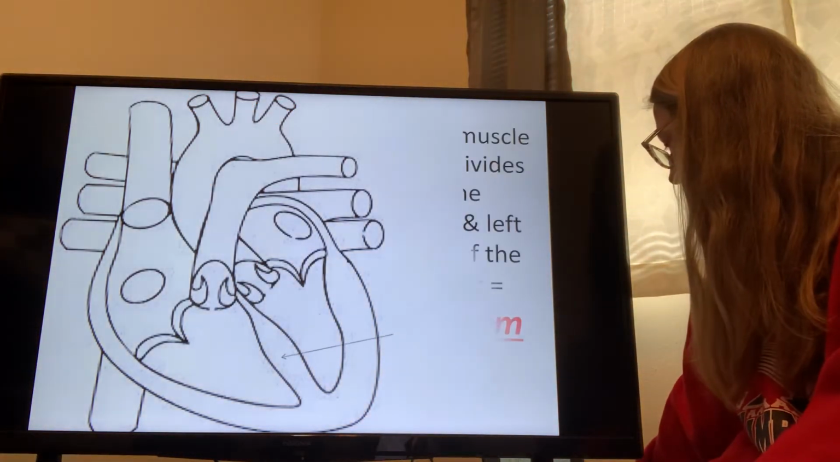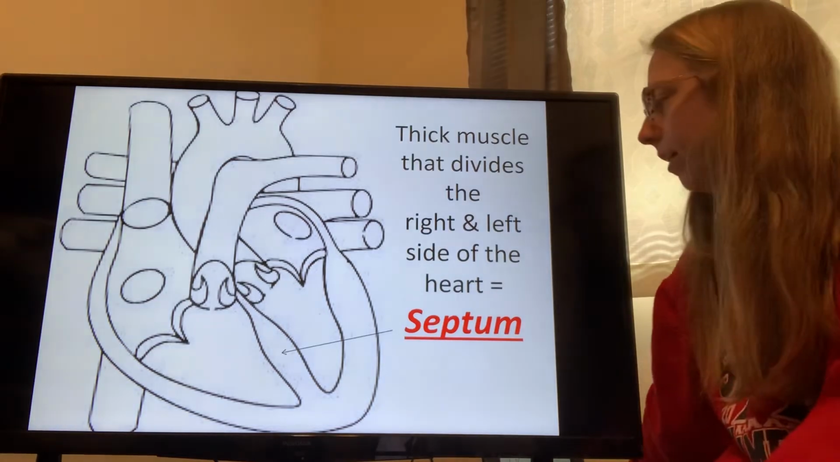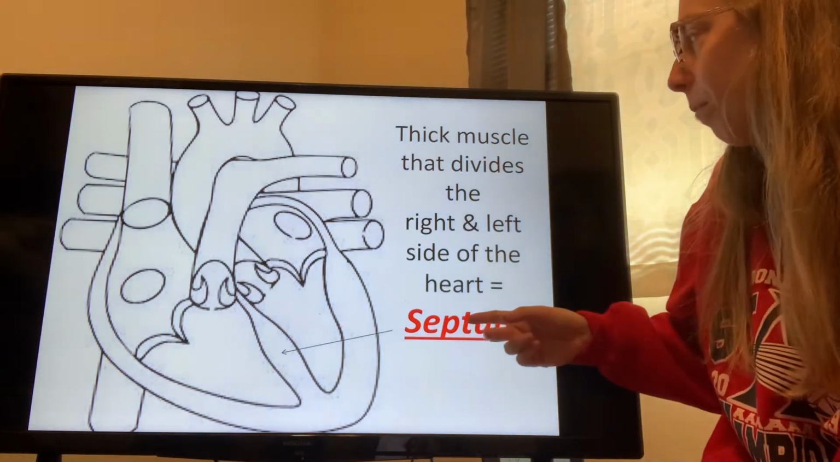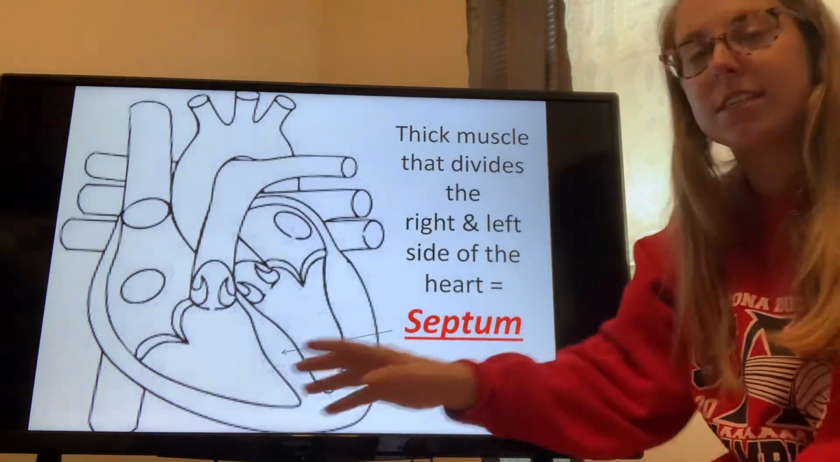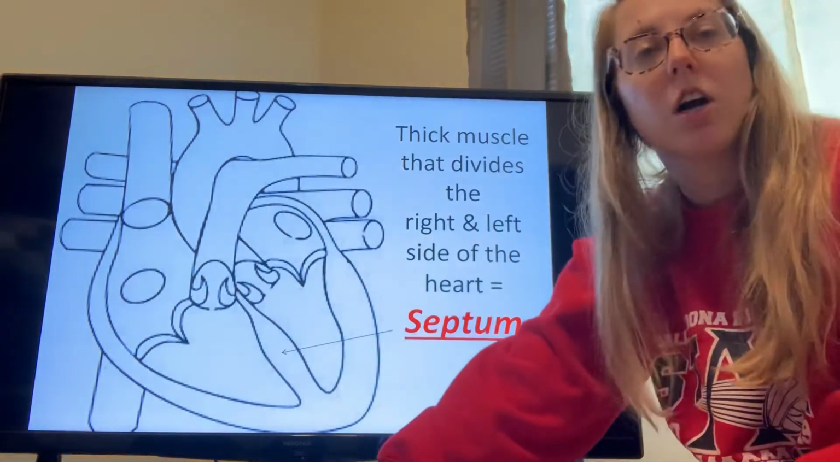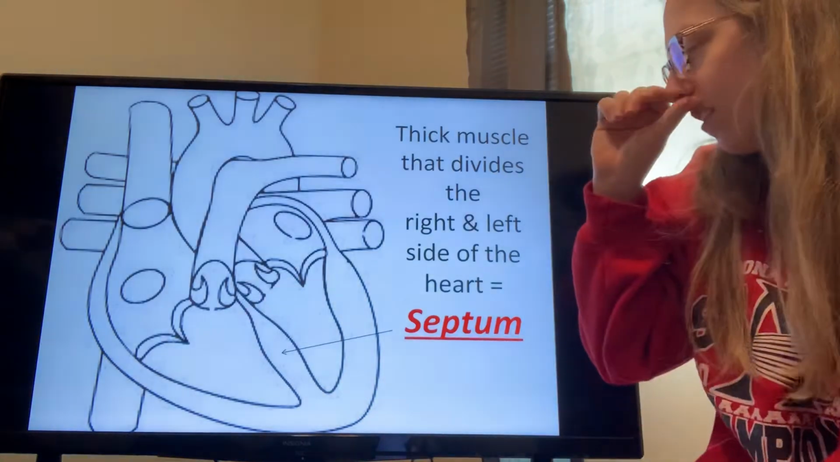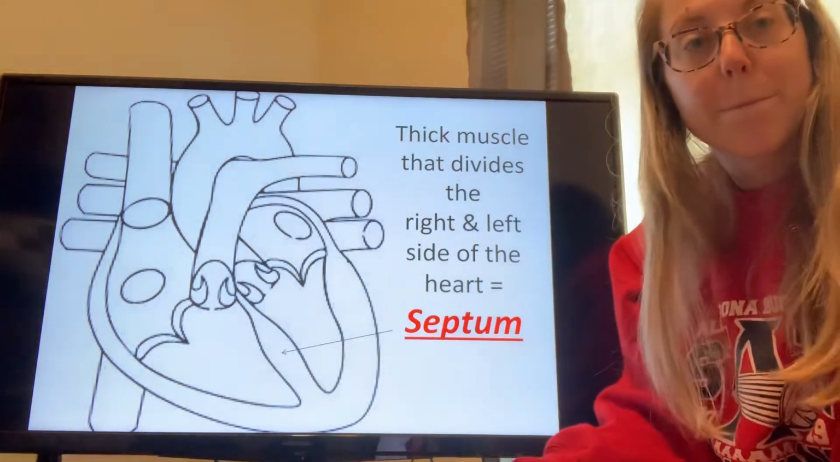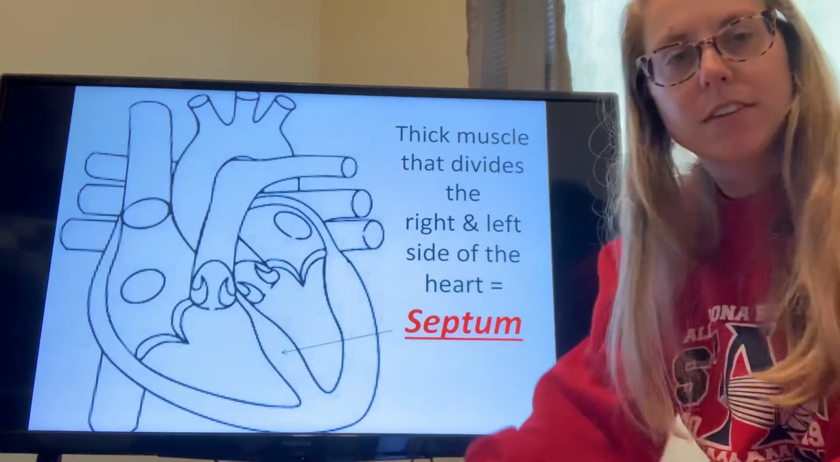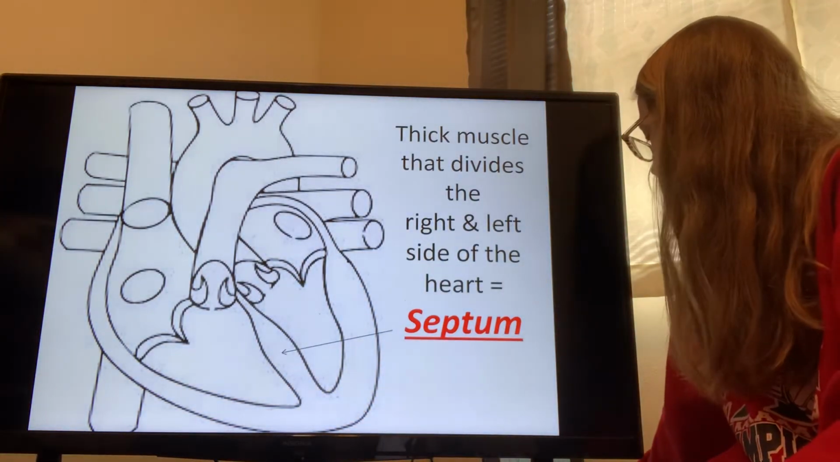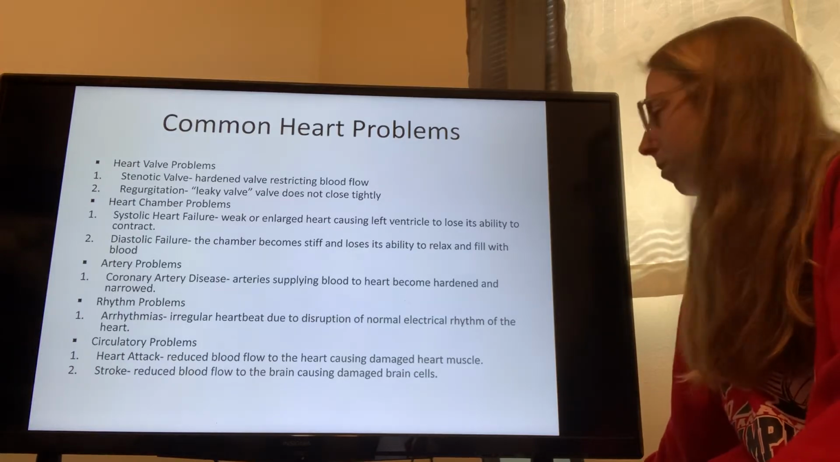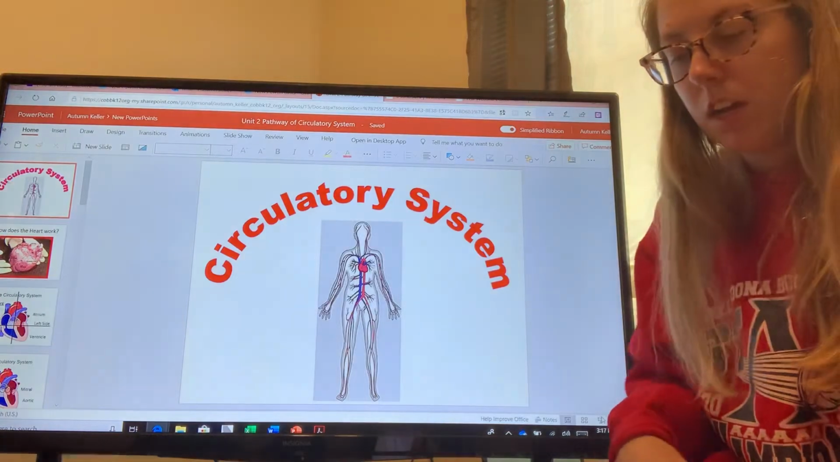This last section here at the bottom is a muscle. It is a thick muscle. It divides the heart, so it's that right and left side, and it's the septum. It's going to help that heart contract, okay? Because muscles do what? Muscles contract. Perfect, okay? It all makes sense. Okay, that's going to be the last blank that you have. We will talk about all of these different heart problems later, okay?